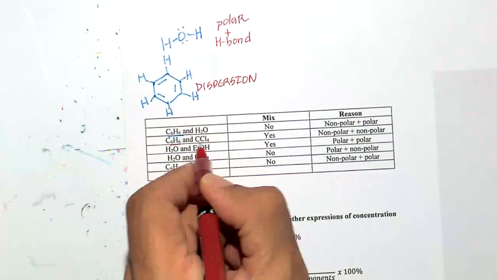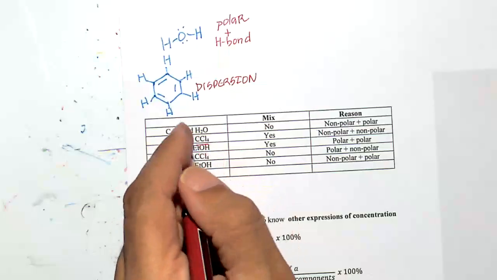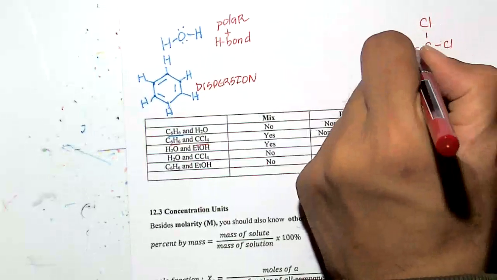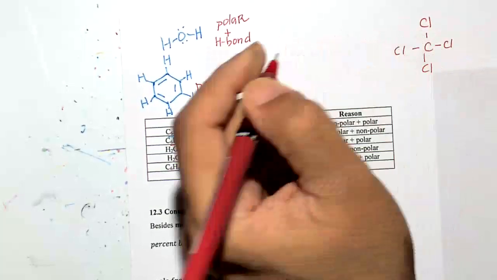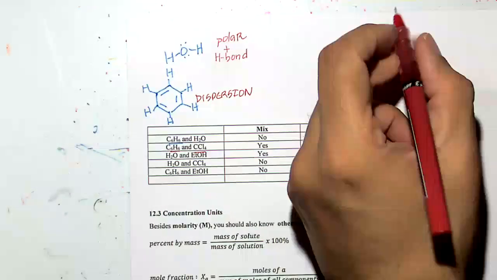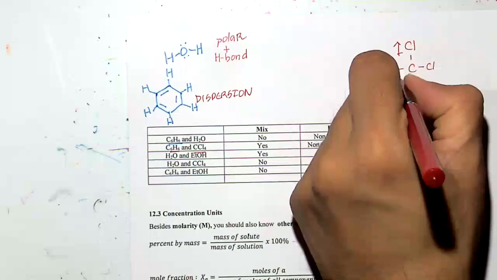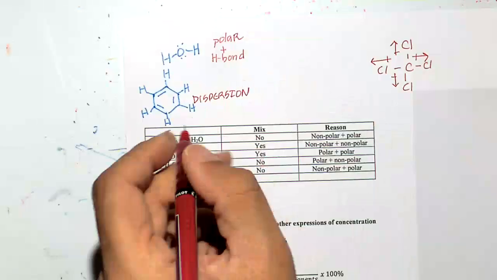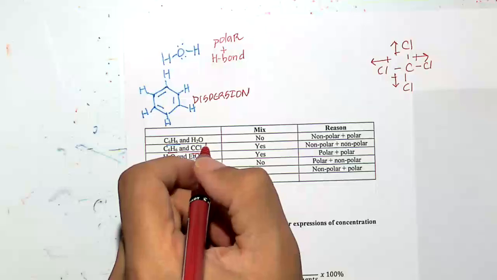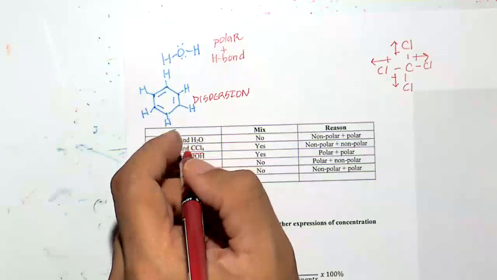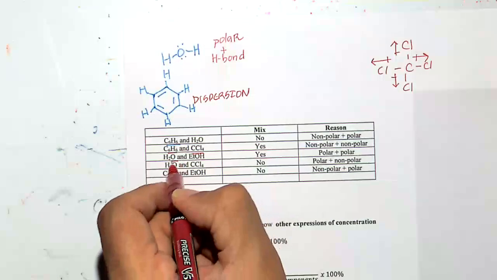How about the same benzene and CCl4? CCl4 is carbon tetrachloride. If I draw you the structure of carbon tetrachloride, what do you think? Polar or nonpolar? The Cl's cancel each other out. If there's symmetry in the molecule, it's nonpolar. So we have nonpolar benzene, nonpolar CCl4. Will they mix or not mix? They will definitely mix.